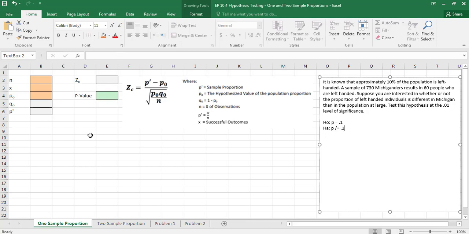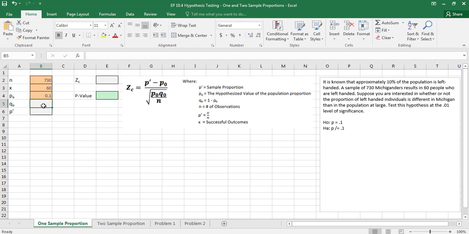Alright, the next step will be to go into our cells over here and input the relevant information. So the three orangish pink cells that we have over here will be information given in the problem. So first we have n, which is the number of observations or sample size. So that was the 730 Michiganders. X is the number of successful outcomes, so that would be the number of people who were left-handed from the sample, which is 60. And then next is p sub 0, which is the hypothesized value of the population proportion. And that's going to come from the hypothesis right here, or it's also the 10% that was given in the problem. So 0.1 or 10% for p sub 0.